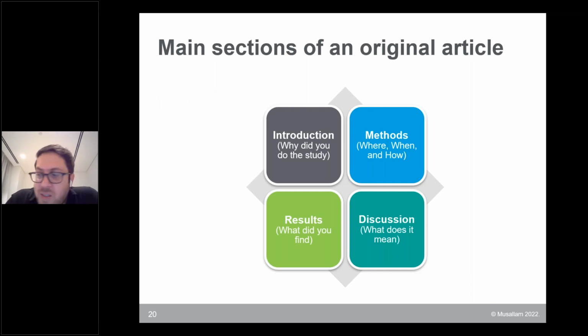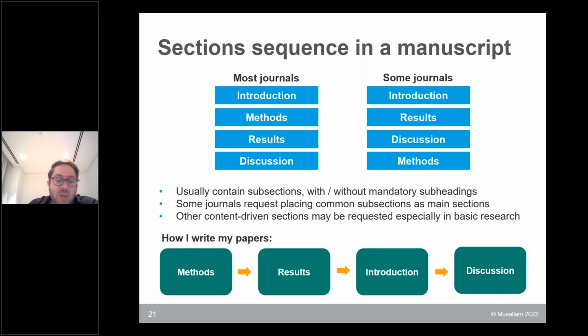the main sections are obviously, I'm sure you've always been exposed to this IMRAD structure: introduction, methods, results, and discussion. As I put here in the slide, the introduction is to say, why did you do the study? The methods is where, when, and how you did it. The results is what did you find? And the discussion is what does it mean? So keep those in mind.